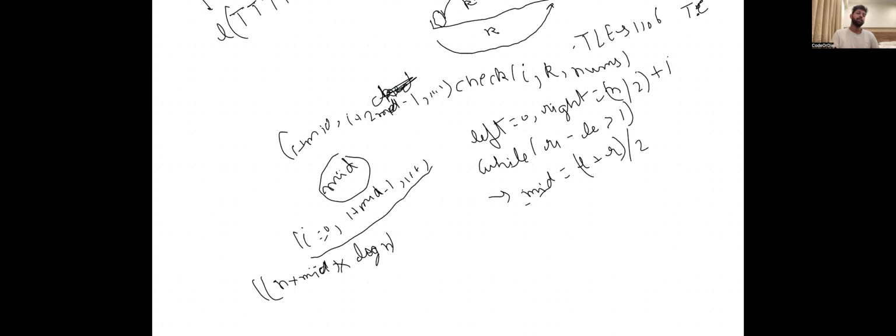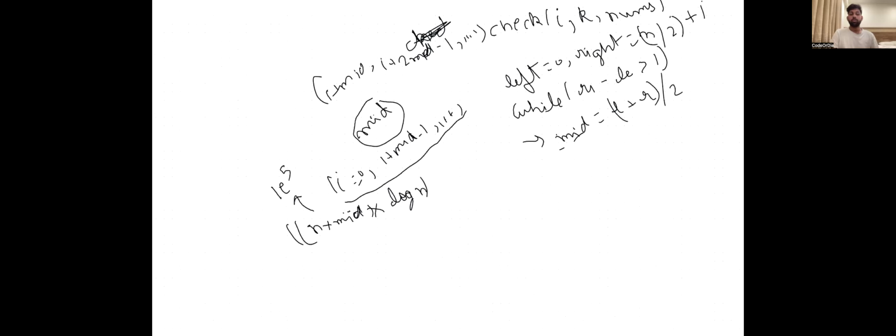So this can give you a TLE because n is 1e5 or 2e5, I don't remember exactly, but let's just consider it's 1e5. And our mid can go up to n by 2. When it's n by 2, we can still consider it 1e5 or 1e5 by 2, and 1e5 times 1e5 will be 1e10, which will give us a TLE.